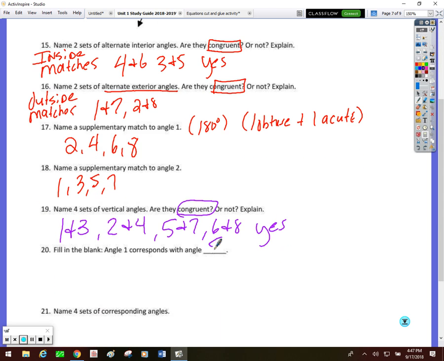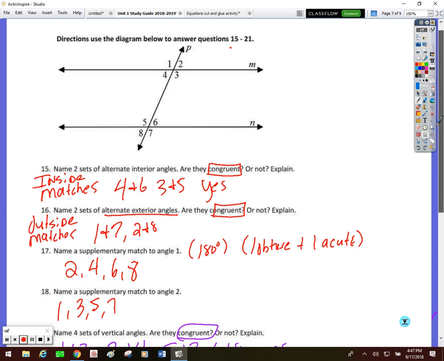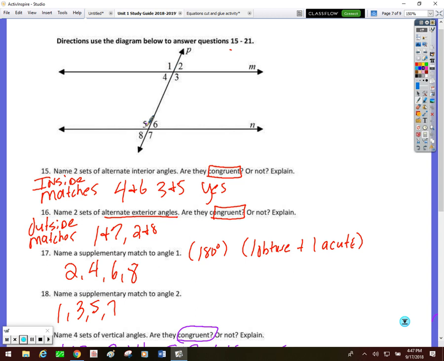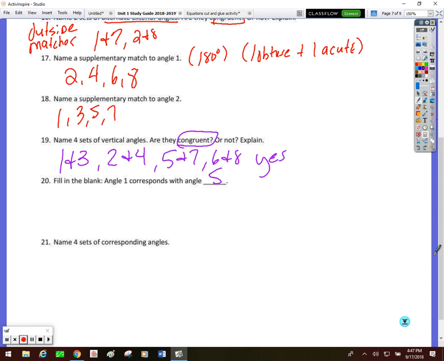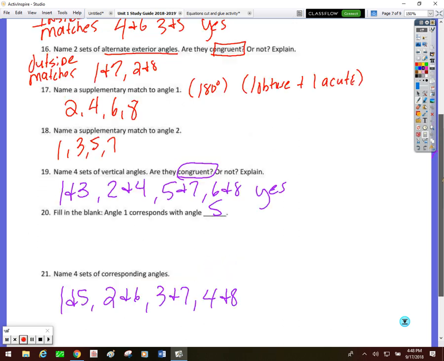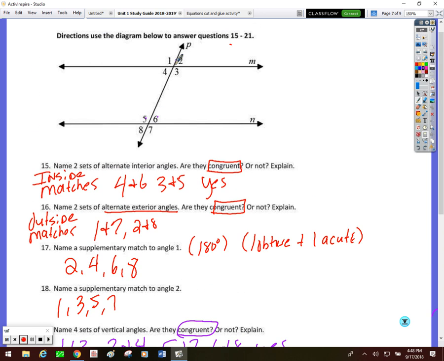Okay, so angle 5. All right, so what about the rest of the corresponding angles? You have 1 and 5, 2 and 6, 3 and 7, and 4 and 8. Okay, same place, different intersections. In other words, remember we talked about this before. If I was to cut this with a pair of scissors and move this intersection down, which one would be on top of the other one? Okay. All right. See how that works?